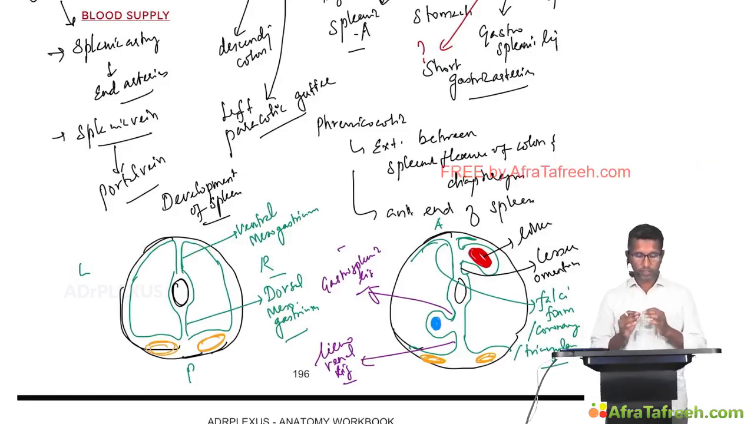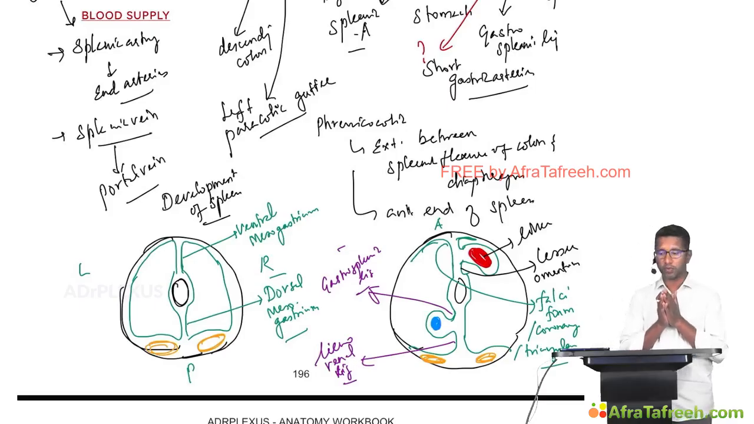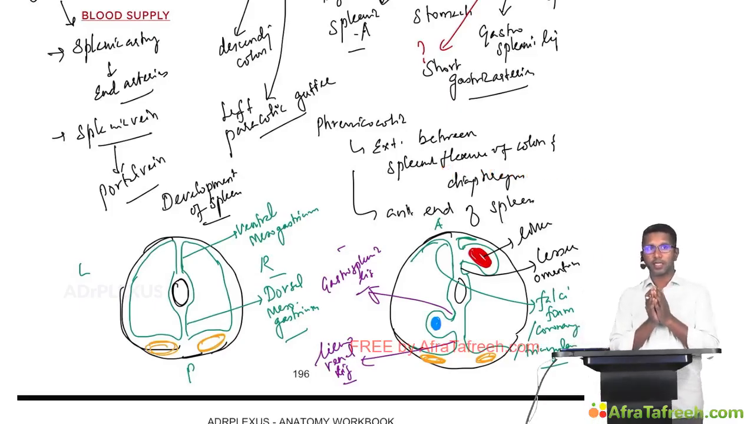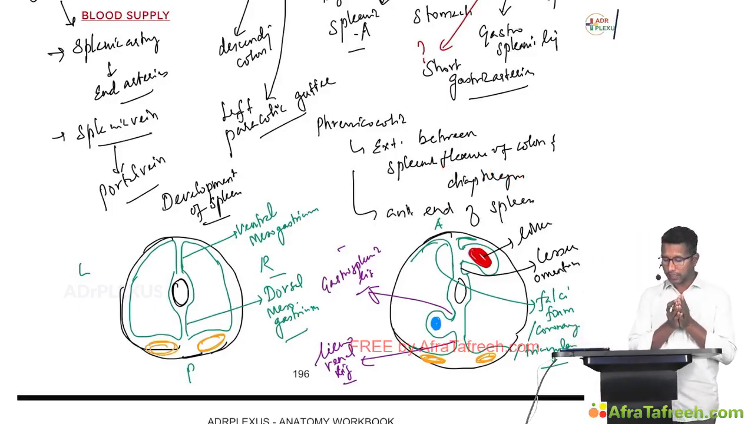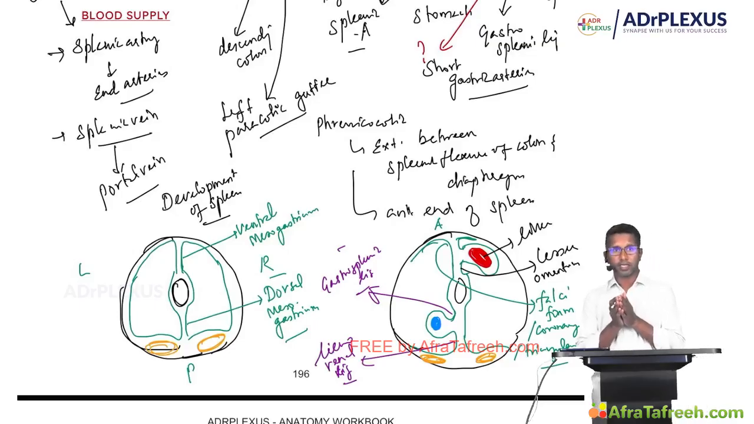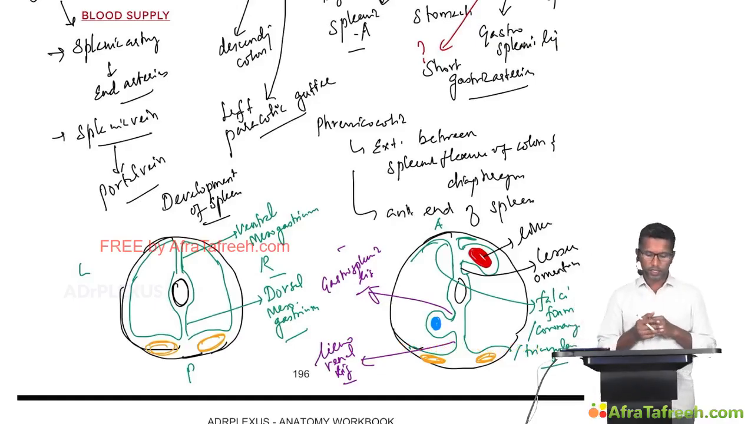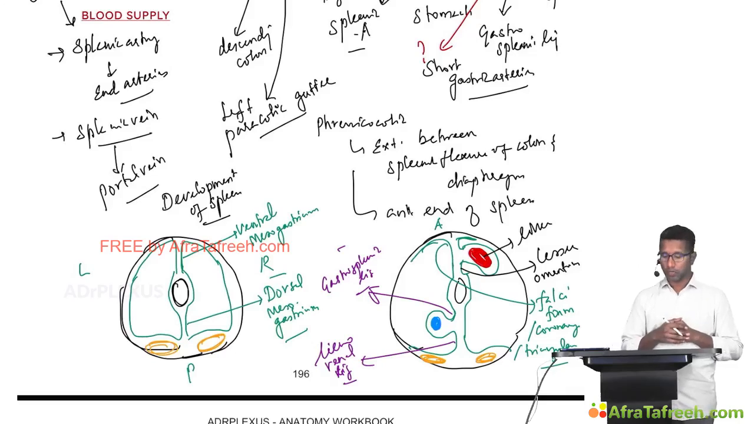So as of now, if somebody asks you where the spleen develops, you can very well say it develops in the dorsal mesogastrium on the left side. And if somebody asks where the liver develops, you can easily say that it develops in the ventral mesogastrium on the right leaflet. So this is about the development of the spleen.